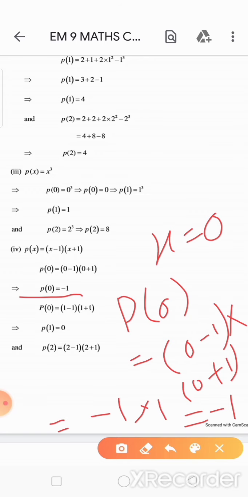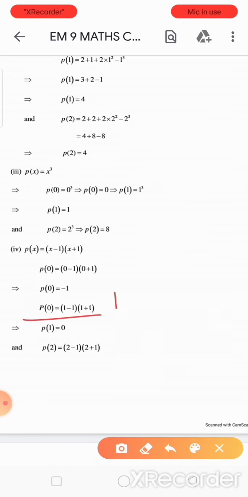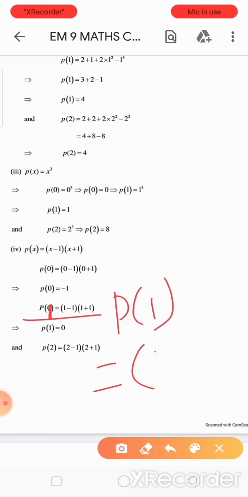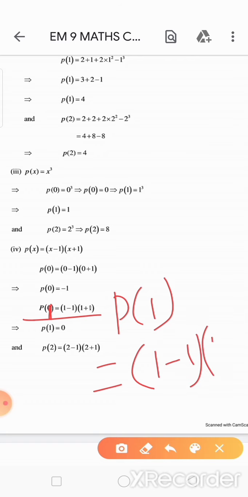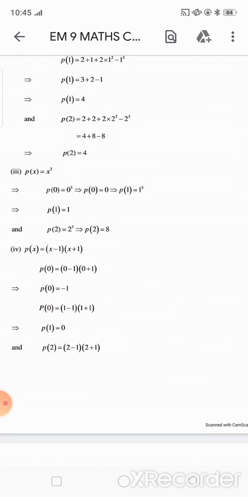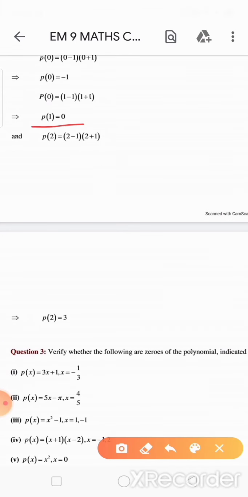Next, for p of 1, substituting the value here, p of 1 is equal to x minus 1 into x plus 1, which is 1 minus 1 into 1 plus 1. Here 1 minus 1 means 0, multiplied by 2. Simplifying this step, 0 multiplied by 2 gives 0. So p of 1 is equal to 0 at x equal to 1.